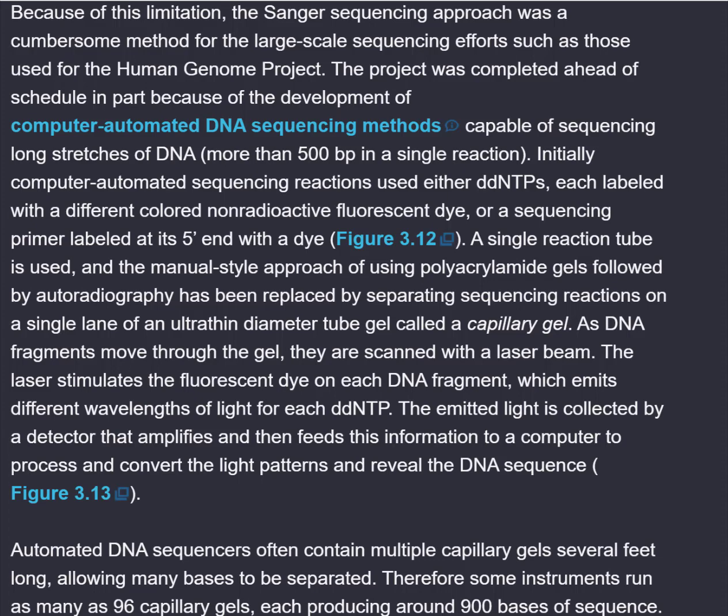As DNA fragments move through the gel, they are scanned with a laser beam. The laser stimulates the fluorescent dye on each DNA fragment, which emits different wavelengths of light for each ddNTP. The emitted light is collected by a detector that amplifies and then feeds this information to a computer to process and convert the light patterns and reveal the DNA sequence, Figure 3.13.